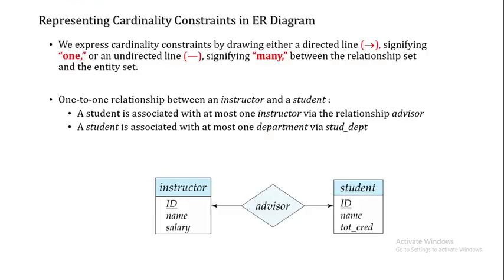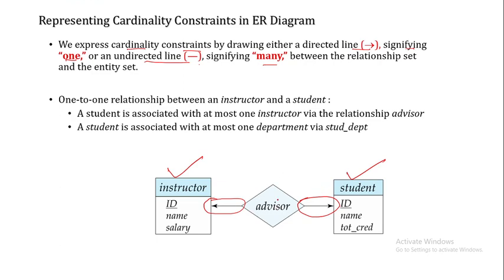Next, how exactly are we going to represent these relationships using an ER diagram? We normally express the cardinality constraints by drawing either a directed line, signifying one, or an undirected line, signifying many, between the relationship set and the entity set. So for a one-to-one relationship, this is the instructor entity set and this is the student entity set. This defines the one-to-one relationship between your instructor entity set and student entity set. They will be mapped one-to-one.